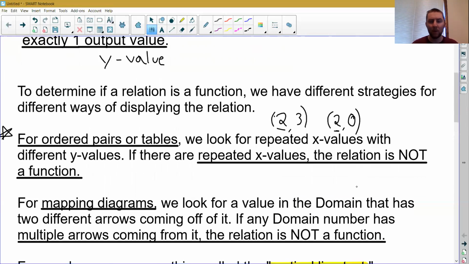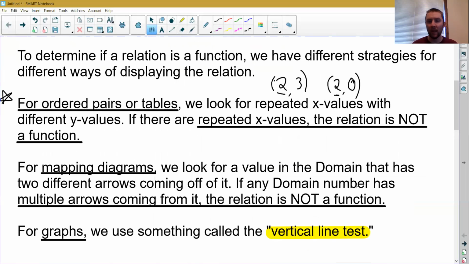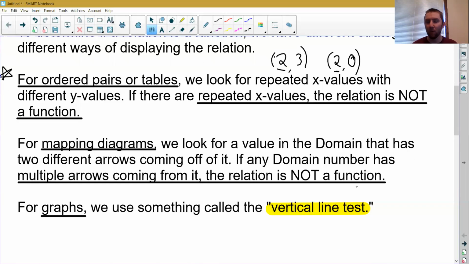Okay, so for ordered pairs or tables of values, we simply look at our x values and see, is there any repeated x values that have a different y value?